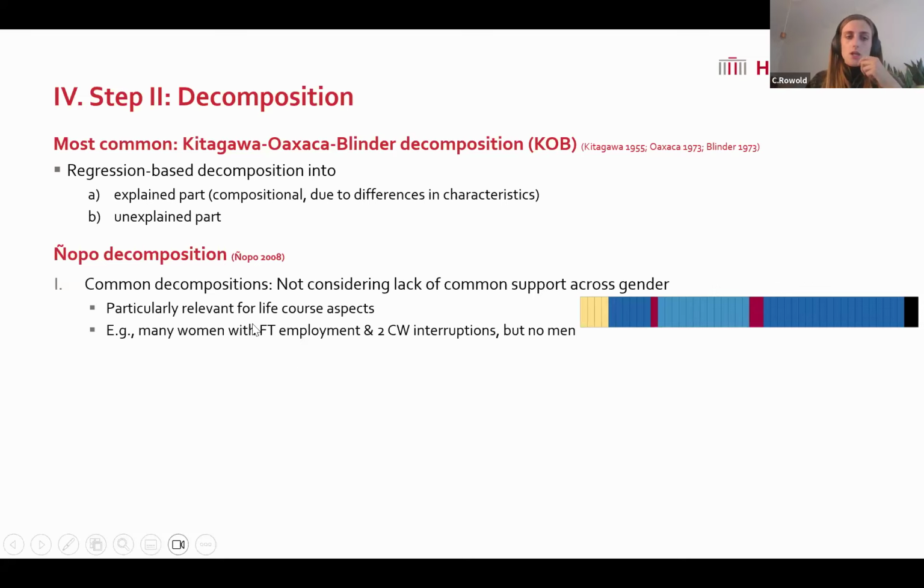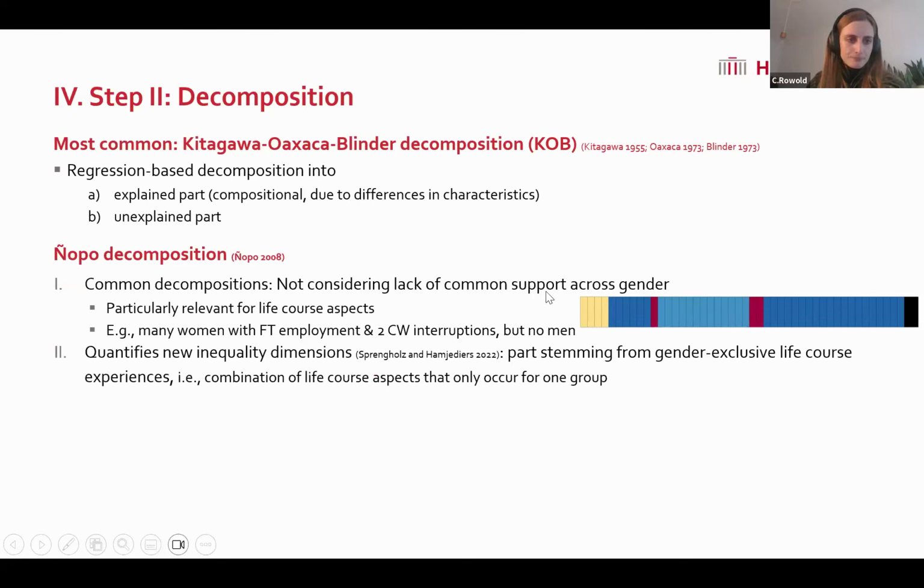in our data. And I argue that this is particularly relevant for life course aspects, since, thinking back about our examples, we might assume, or we might even say we know, that there are many women with full-time employment careers overall but several care work interruptions, but just no men. So we don't have any men as counterfactuals to compare those women's pensions with, right? And the Unequal decomposition kind of addresses this, whereas the KOB ignores that problem.